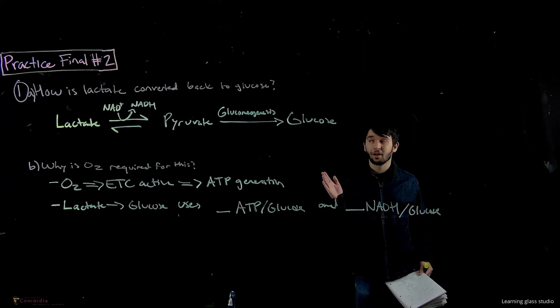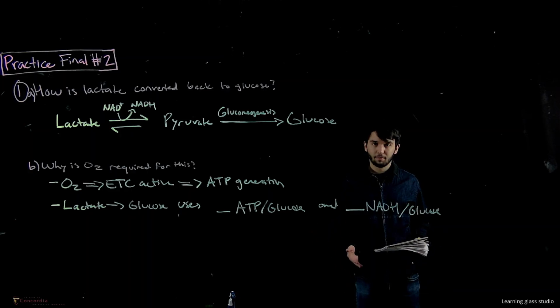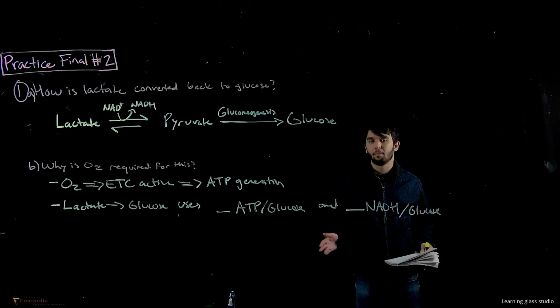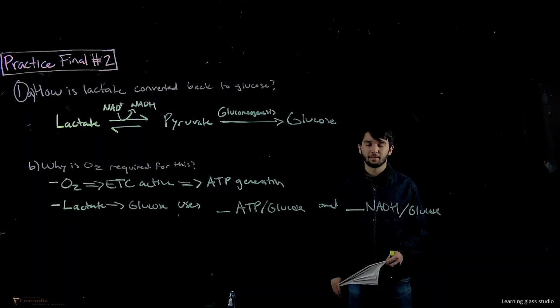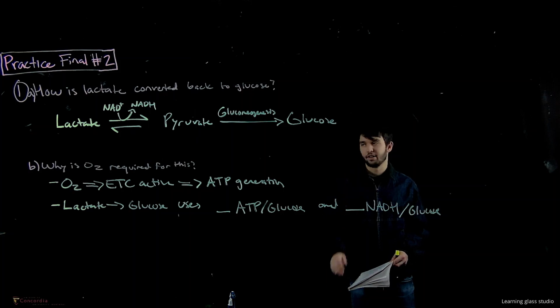This will be going over the second practice final problem set. These will be completely different problems from the first practice final. They will cover all of the topics in metabolism, glycolysis, gluconeogenesis, glycogen, citric acid cycle, electron transport chain.